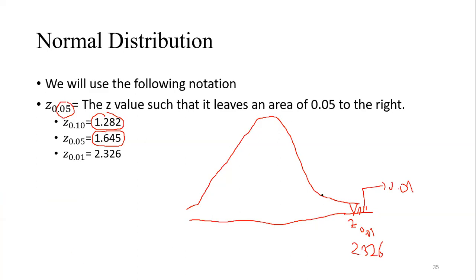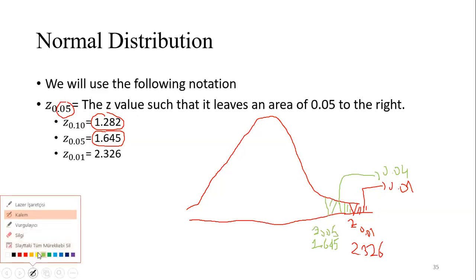Z sub 0.05, which is somewhere here, and its value is 1.645. The area to the right of z sub 0.05 is 0.05. The area in the red region, up to z sub 0.01, is 0.01, hence the remaining region is 0.04. If you sum them up, 0.05, 0.04, 0.01, their summation is equal to 0.5.